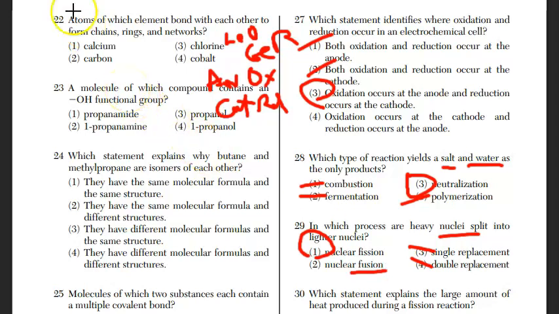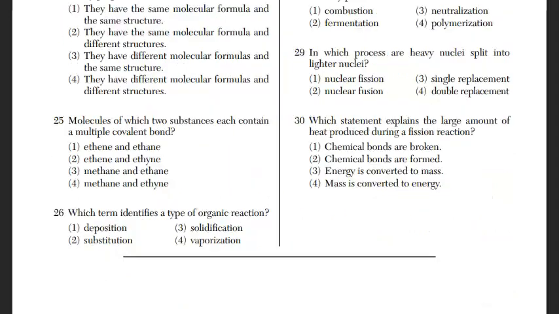Finally, we are up to the last question of Part A. Question 30, which statement explains the large amount of heat produced during a fission reaction? Well, you probably know this. You knew this before you walked into the door of a chemistry class, and that is E equals mc squared. A little bit of mass is converted into a heck of a lot of energy, which is choice 4.